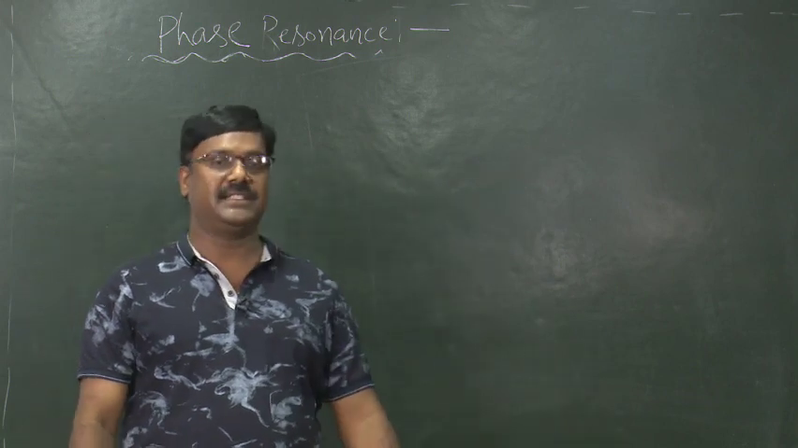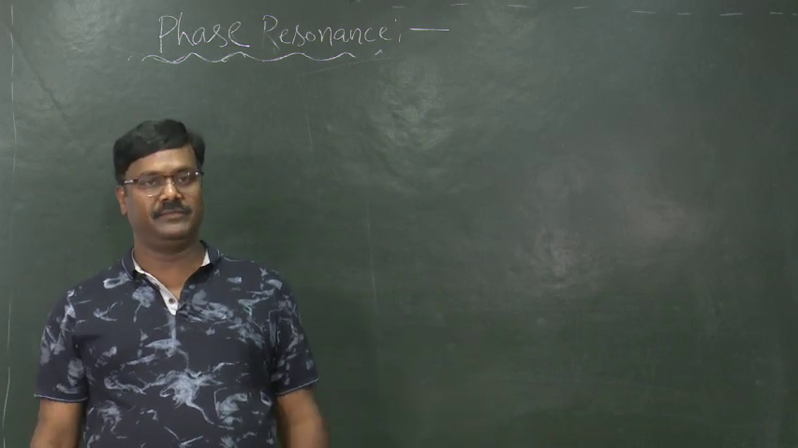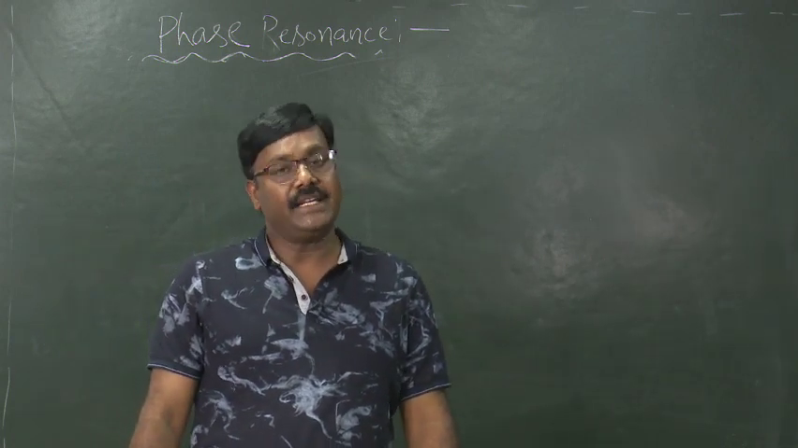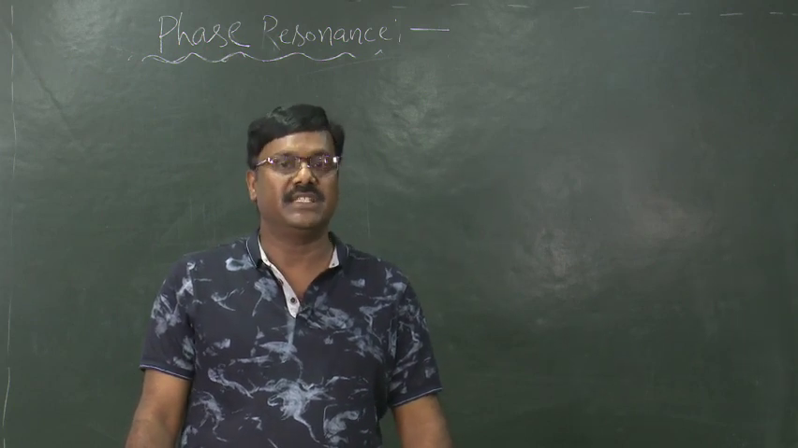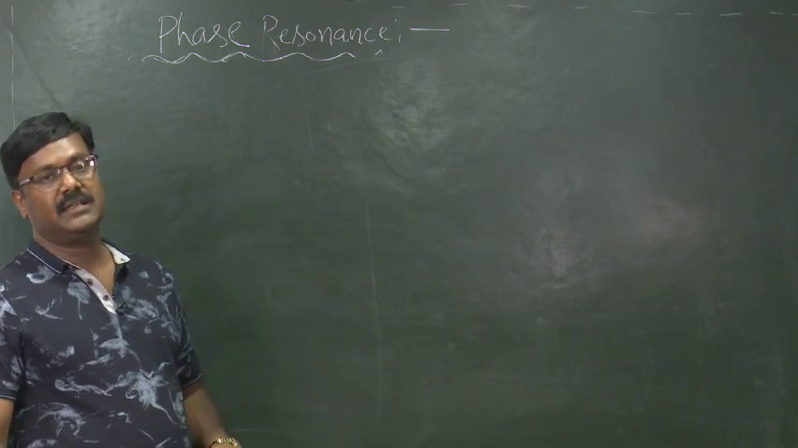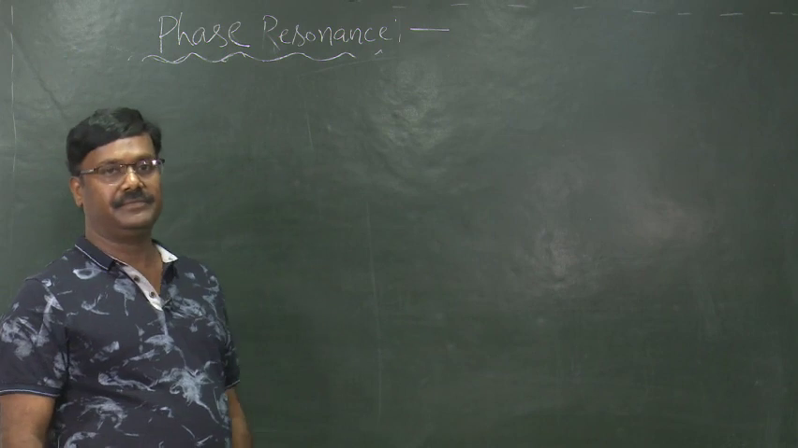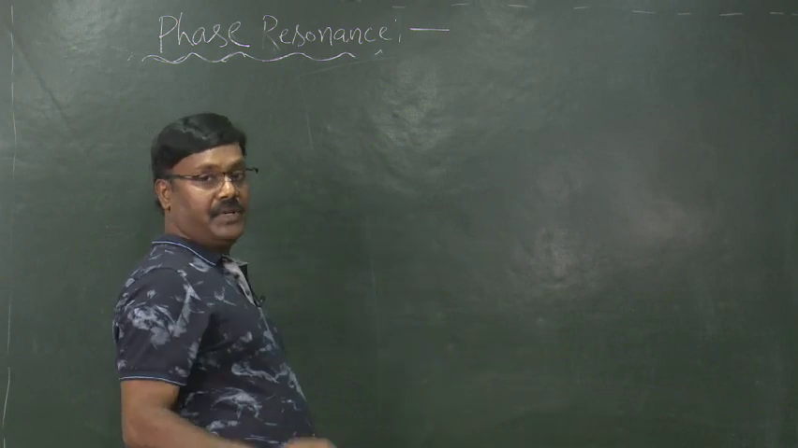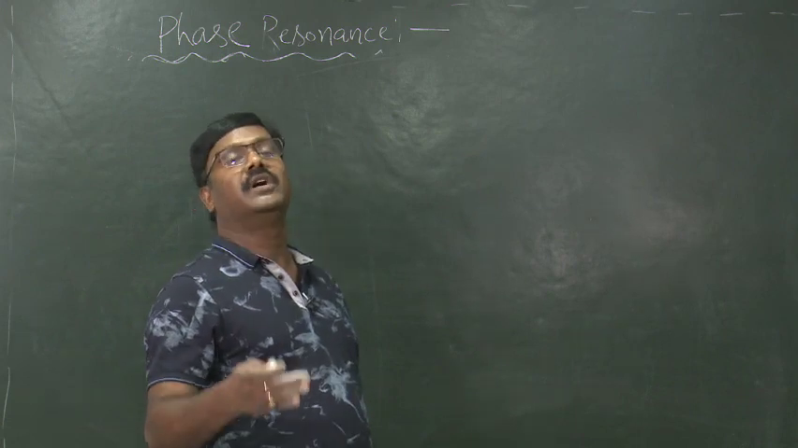What is phase resonance? First we should know what is phase. It is the characteristic of a vibrating body which describes the position and configuration of the vibrating body at the instant we consider. That means phase represents the position and configuration of the vibrating body at the instant we consider. To calculate the phase of a vibrating body at resonance, let us first write the expression for phase.